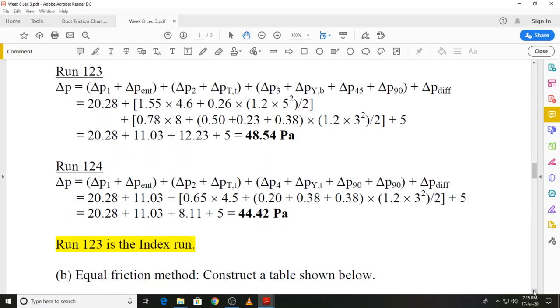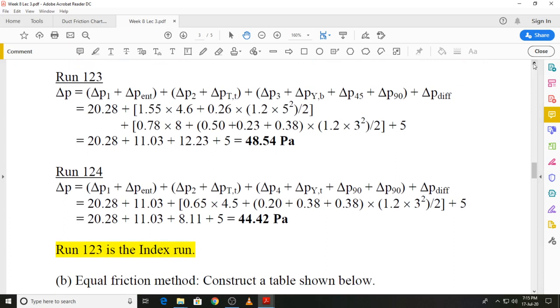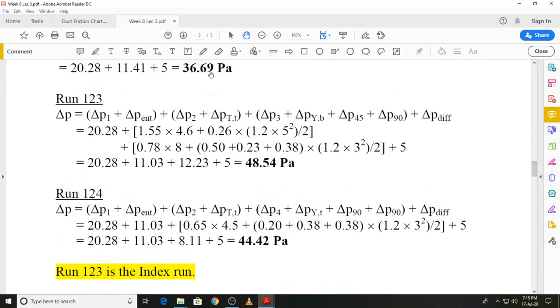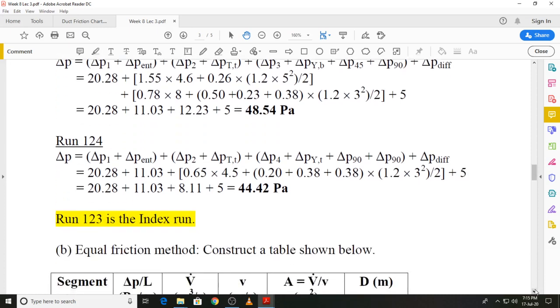That means from 48.54 we subtract 36.69, and the resulting value is the pressure drop that the partially closed damper will produce. Similarly, for run number 1 to 4, subtract this 44.42 from 48.54. The resultant pressure drop will be provided by a partially closed damper.